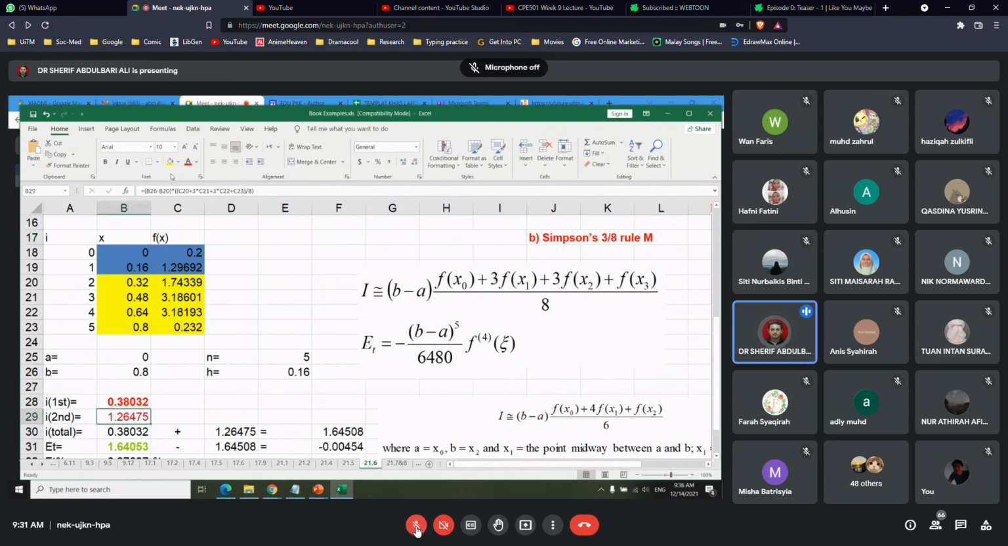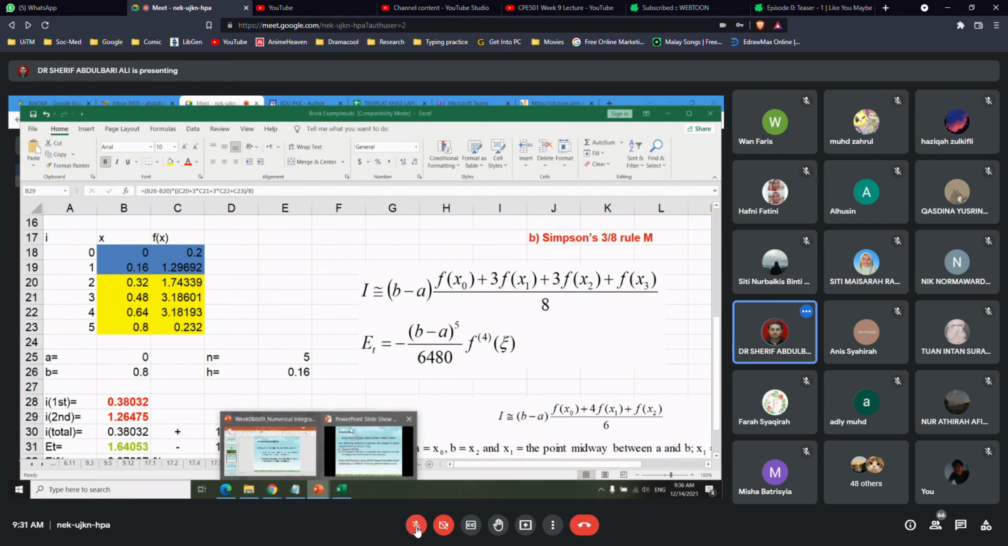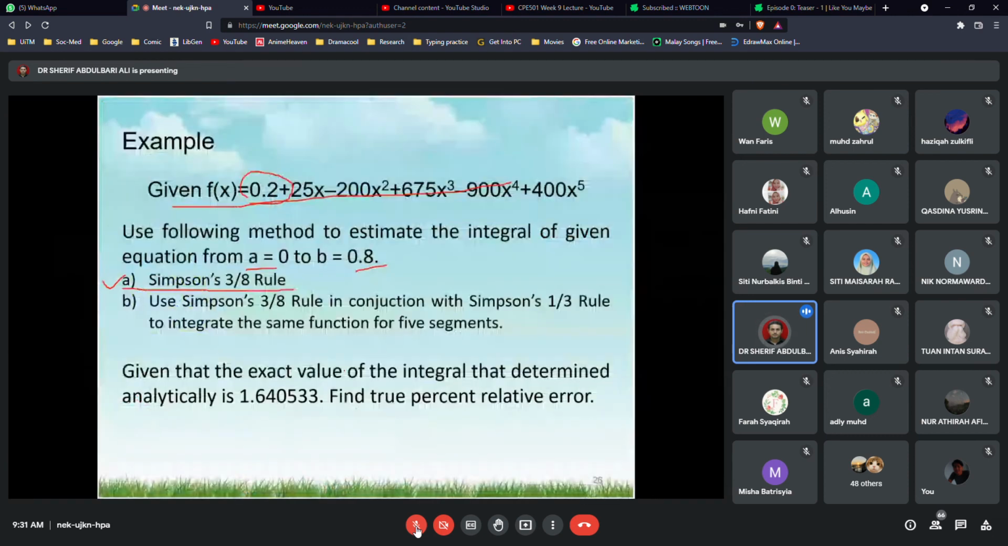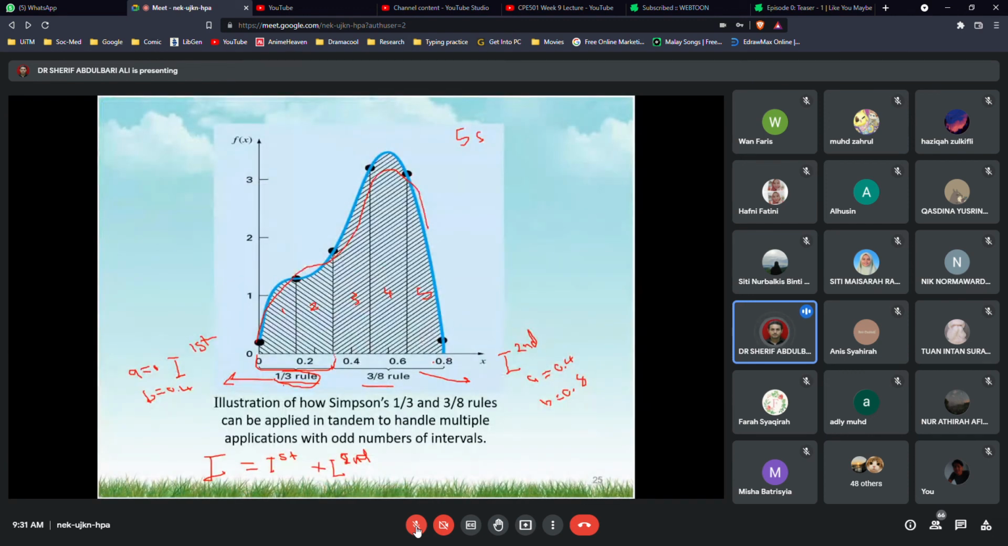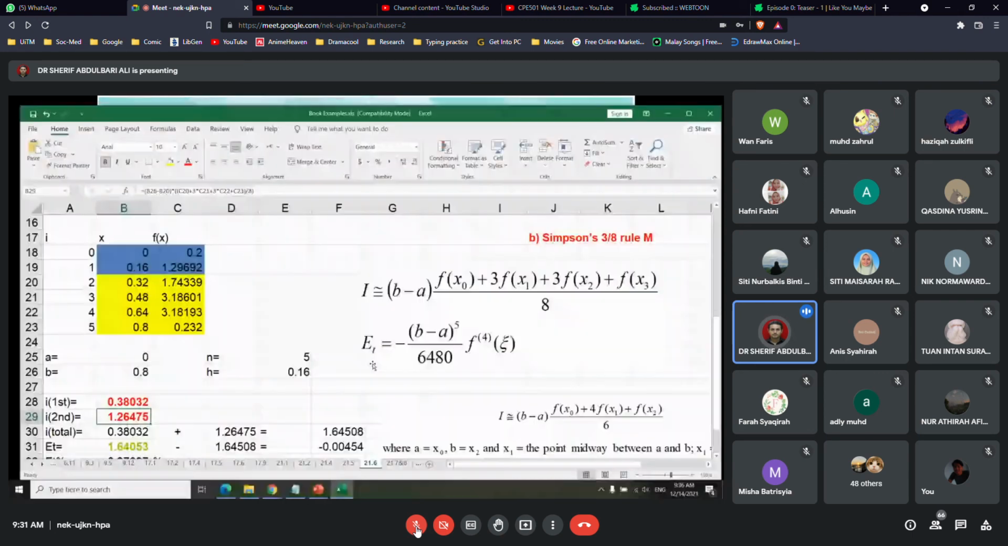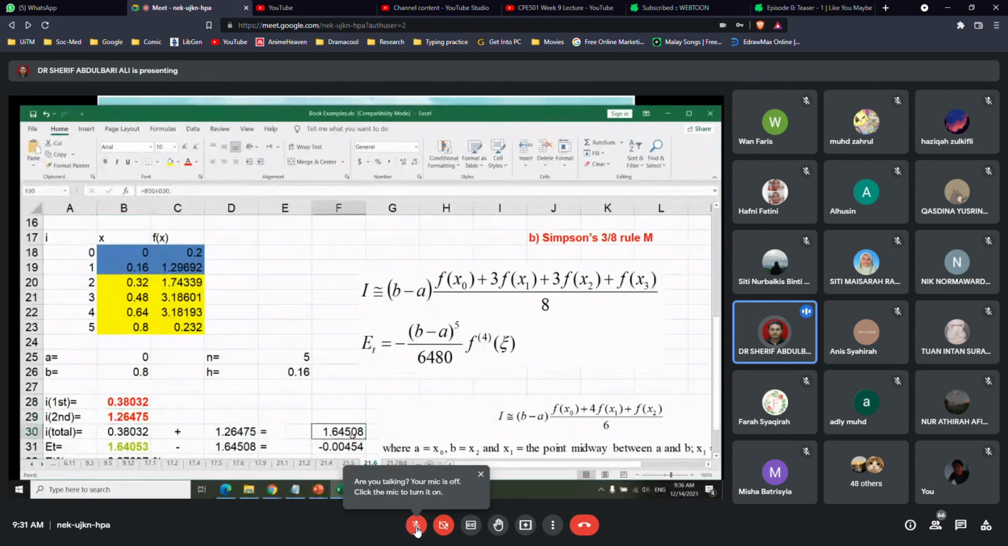Perfect. So you are getting this value. So at the end, this means the area under the curve. The area under the curve will be equal to this rule plus this rule. So you already have the values. It's going to be 0.38 plus 1.26. So you're supposed to get this answer here as your final answer for the area under the curve, 1.64.